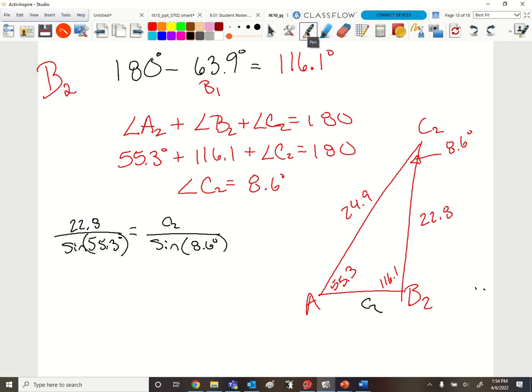So we get little c, sorry, c2. I'm going to use the pattern. So we said c2 is going to be, what's that going to be? That's 22.8 times sine of 8.6 degrees over sine of 55.3 degrees. And we plug that in.